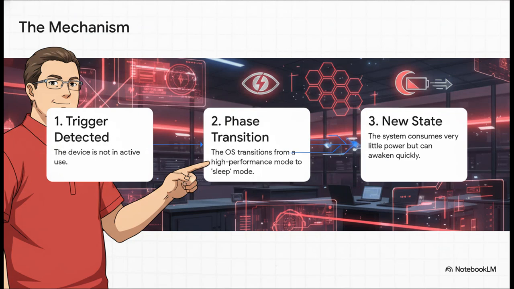So how do modern operating systems solve this? You guessed it, with a phase transition. As our navigator shows, when the system sees you're not using it, that's the trigger. The OS then begins to transition from its high-performance state into a totally different phase, sleep mode. In this new state, it sips power, using almost nothing, but it's ready to wake up in a split second.